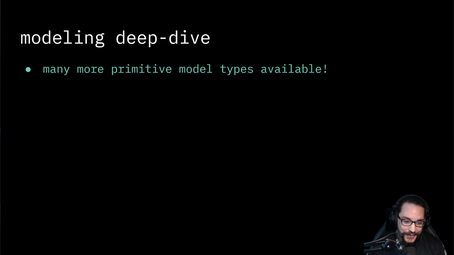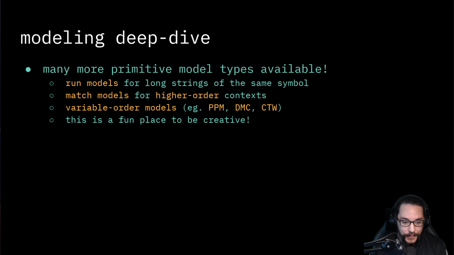So there's a lot of other primitive types of models that you can make. These are just kind of 2 examples. Some common ones are run models for long strings of the same symbol. So they'll store like the last symbol that was seen and how many times we saw it. There's also match models, where these work better for sort of modeling higher order context.